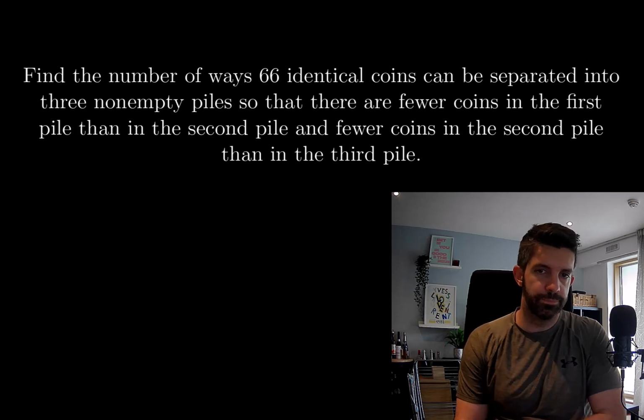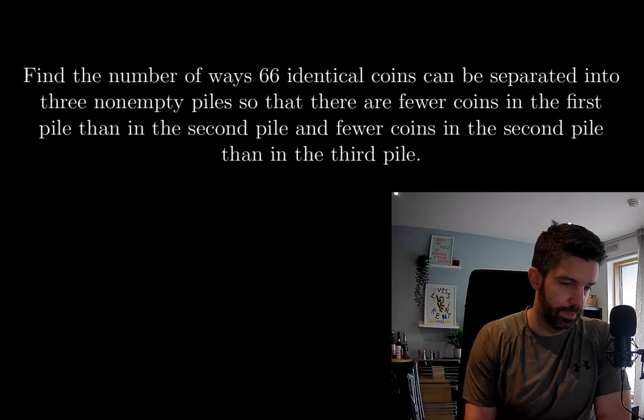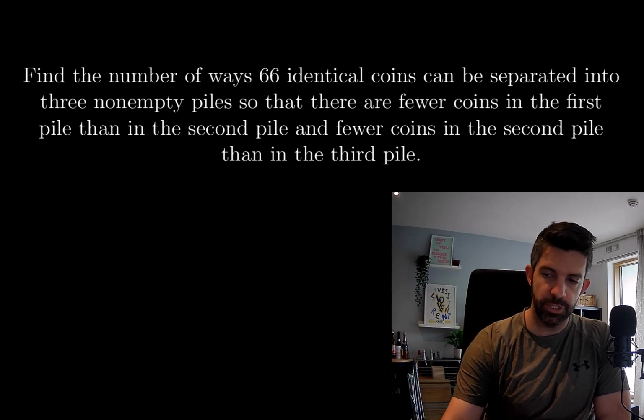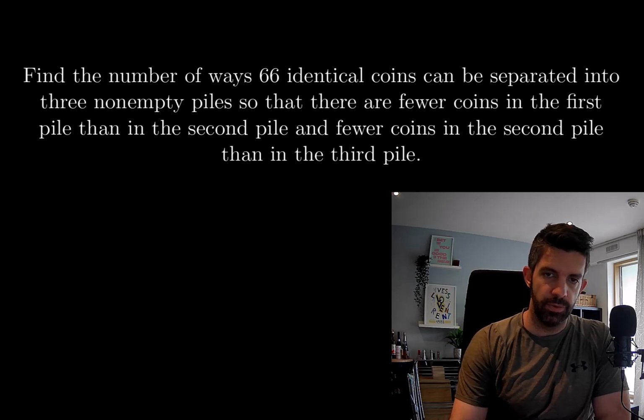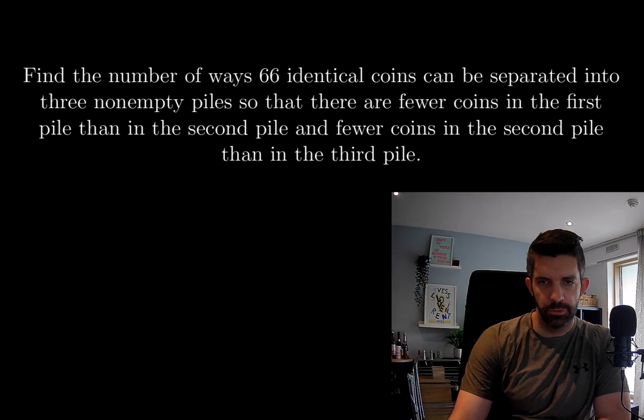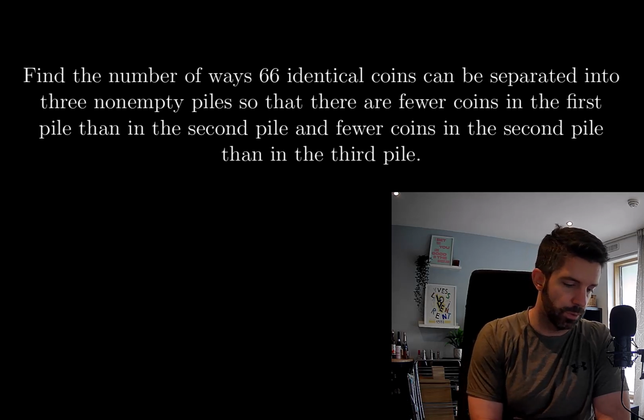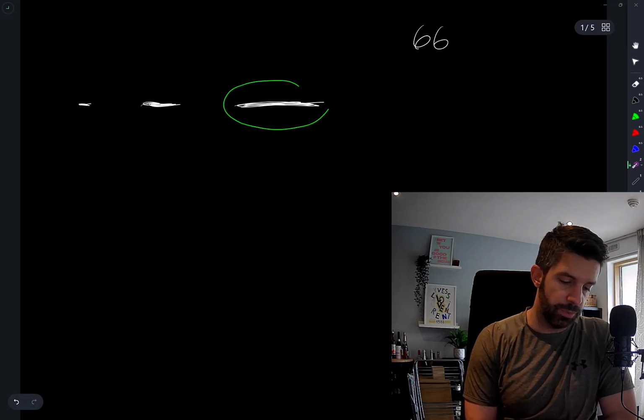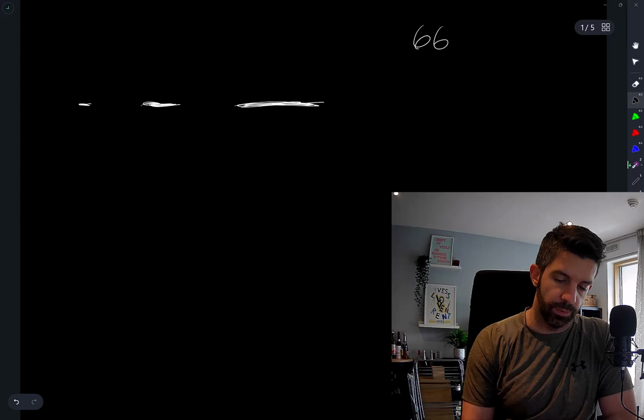So what I can do is imagine the number of coins. Which pile has the most? The third pile has the most coins. I'll draw it like this. We have some number of coins there, a bigger number there, and a much bigger number there. For the large pile, 66 in total, it'll be pretty easy to figure out the largest possible number and the smallest possible number that can go there.